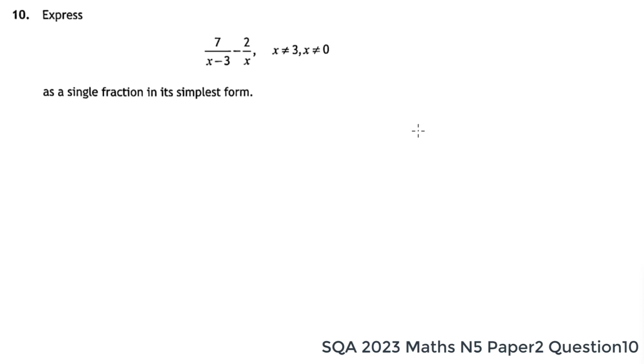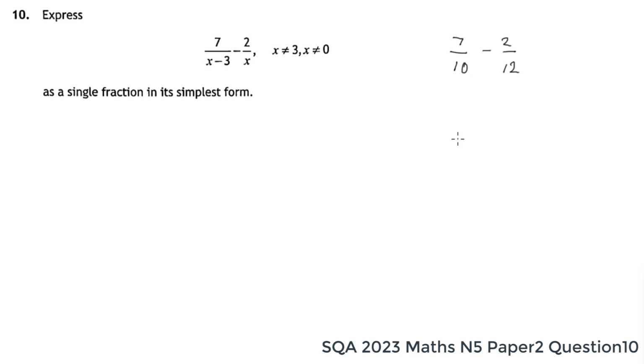So here's question 10. We're presented with two algebraic fractions and we have to find the difference of them as a single fraction in its simplest form. And normally what we do when we're dealing with questions like this, suppose we had 7/10 minus 2/12.